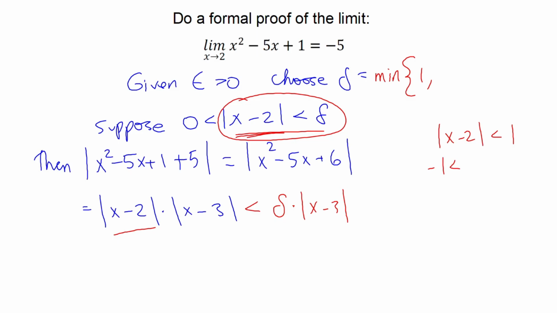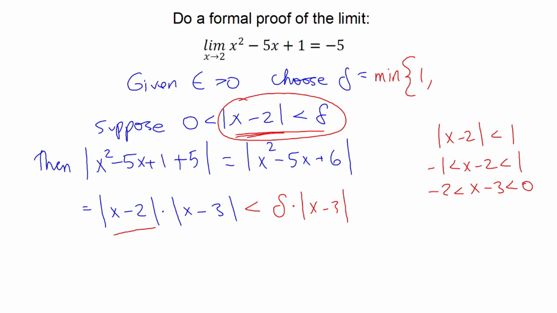So if we undo this absolute value, we end up with this statement. And if I subtract 1 from all the sides of this, I'll get negative 2 is less than x minus 3 is less than 0. And so what we're looking at there is that the x minus 3 is between 0 and negative 2.